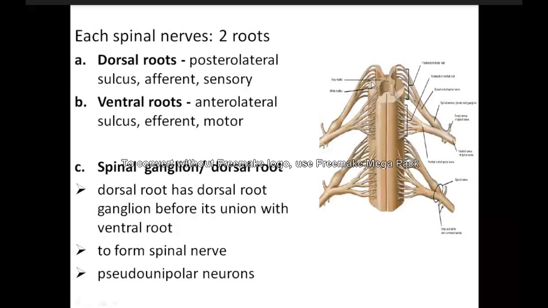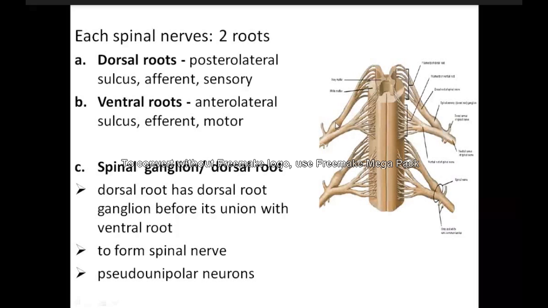These 2 nerve roots, ventral and dorsal, unite and form the spinal nerve, right? Before the union, here you can see on the dorsal nerve root one bulge, which is known as the spinal ganglion or the dorsal root ganglion. So these are the ventral nerve roots, these are the dorsal nerve roots, they unite with each other and form the spinal nerve. But the dorsal nerve root, before it unites with the ventral nerve root, presents a swelling which is known as the dorsal root ganglion or the spinal ganglion.